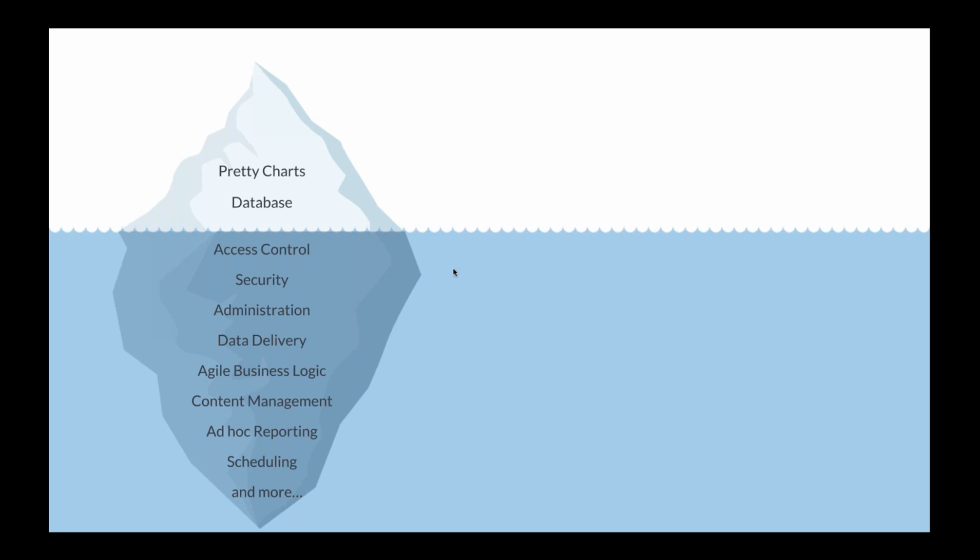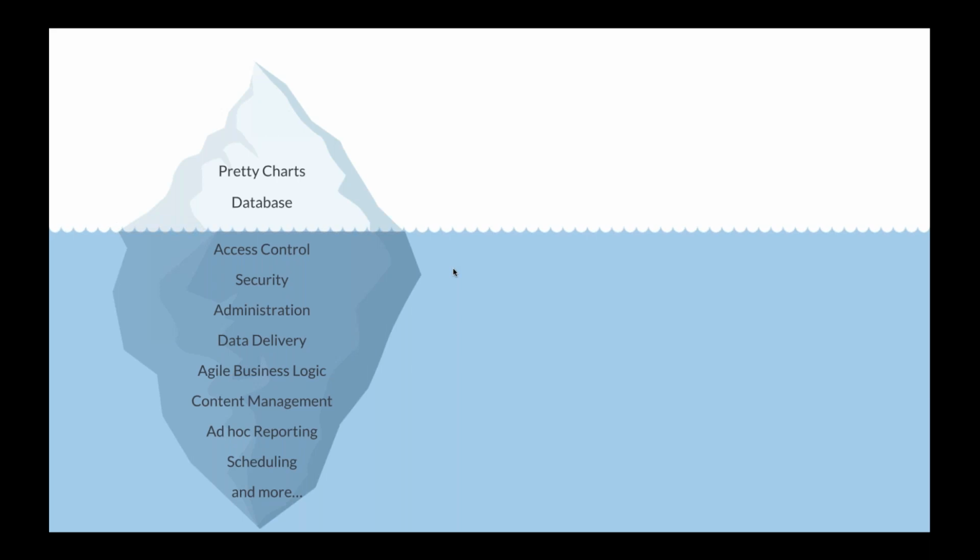Keeping your business logic agile, so that as your business changes, because we all know it will, you can keep up with that, right? If you change some definition in your business logic, some key metric changes its definition, you don't want to have to hunt down 40 different places where that metric is defined.